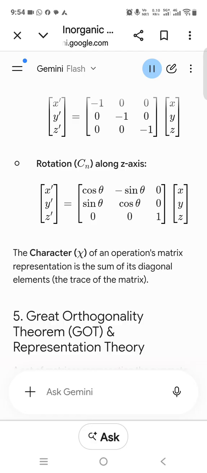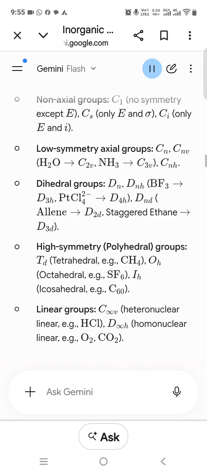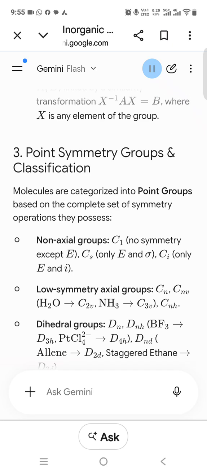The table condenses all symmetry information of a point group into 4 main quadrants. C_2v: E, C_2, σ_v(xz), σ_v(yz), linear functions, quadratic functions. A_1: 1, 1, 1, 1, z, x squared, y squared, z squared. A_2: 1, 1, -1, -1, R_z, xy. B_1: 1, -1, 1, -1, x, R_y, xz. B_2: 1, -1, -1, 1, y, R_x, yz.